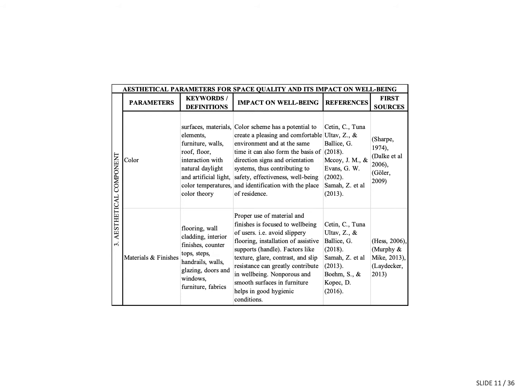And the materials and finishes can have impact on well-being, like the surfaces and finishes to avoid slip-related falls and to avoid glare. Factors like texture, contrast, and slip resistance can greatly contribute to well-being. Non-porous and smooth surfaces in furniture help in good hygienic conditions.